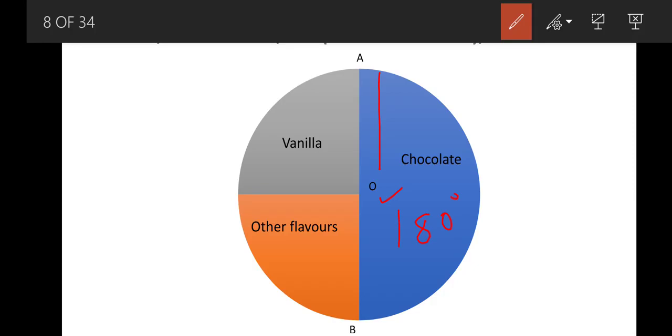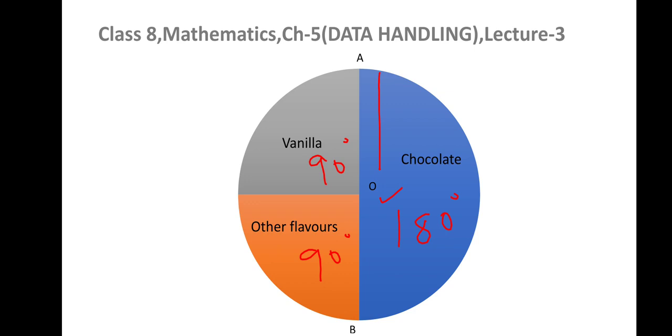Then for vanilla, it is 90 degree. And for other flavors, it is 90 degree. Ideally, these angles are made in clockwise direction. You can make it in anti-clockwise direction, but ideally they are supposed to be made in the clockwise direction. So these are the angles using the protractor I have made. Chocolate was the first entry, so I have made 180 degree, then 90 degree, and then 90 degree.